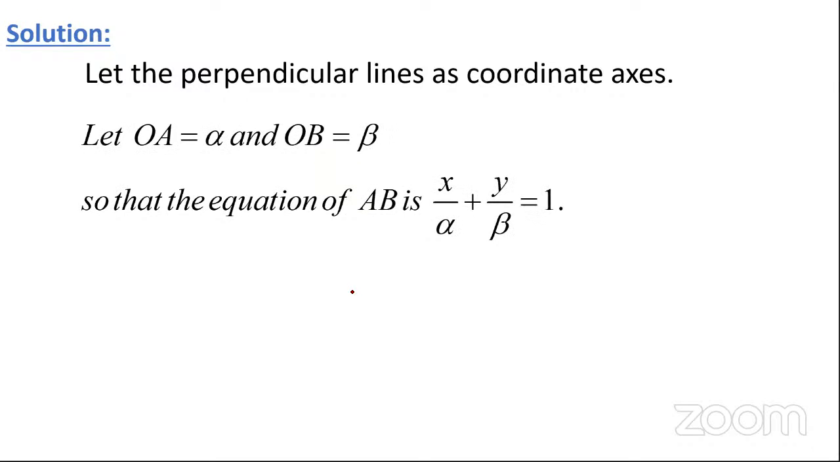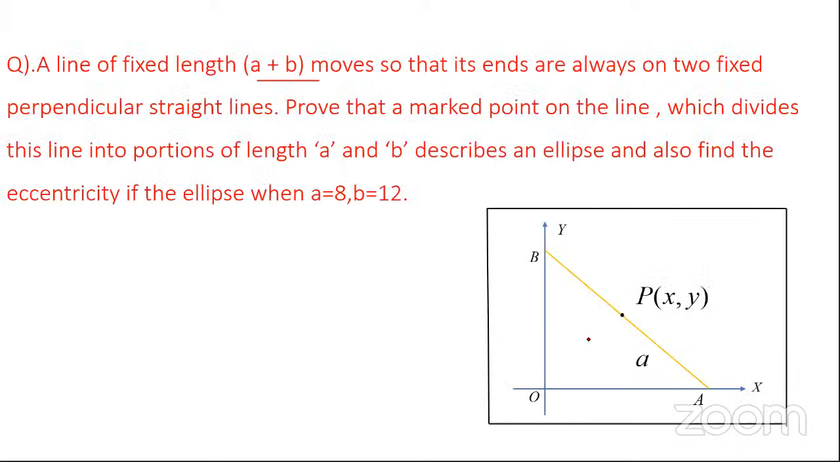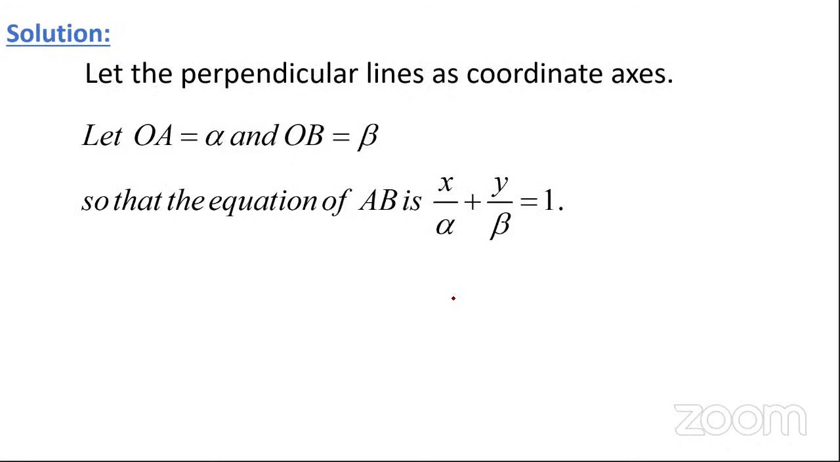Let OA equal alpha, OB equal beta. Observe the figure, which is nothing but the intercept form, x by a plus y by b equal to 1. I'm taking OA equal to alpha and OB equal to beta, so that the equation of AB is x by a plus y by b equal to 1.